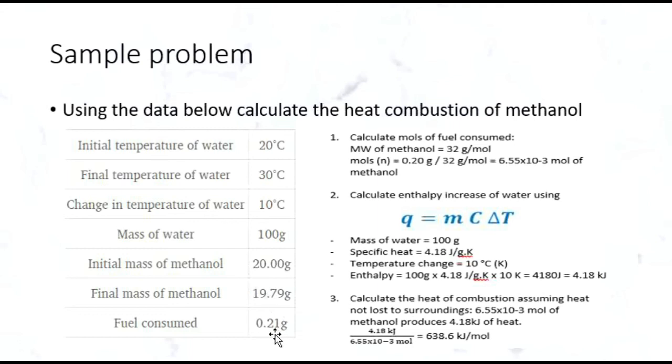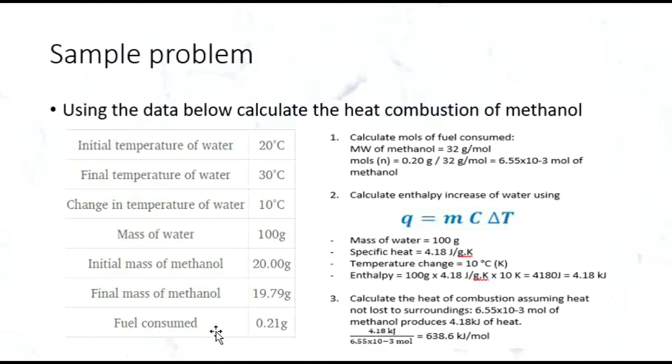All right. Now that we have everything, let's calculate it. First step, you need to get the mole of the fuel consumed. We know the molar mass of methanol is 32 grams per mole. All you need to do is divide the fuel consumed by the molar mass. So it's basically 0.21 divided by 32 moles.